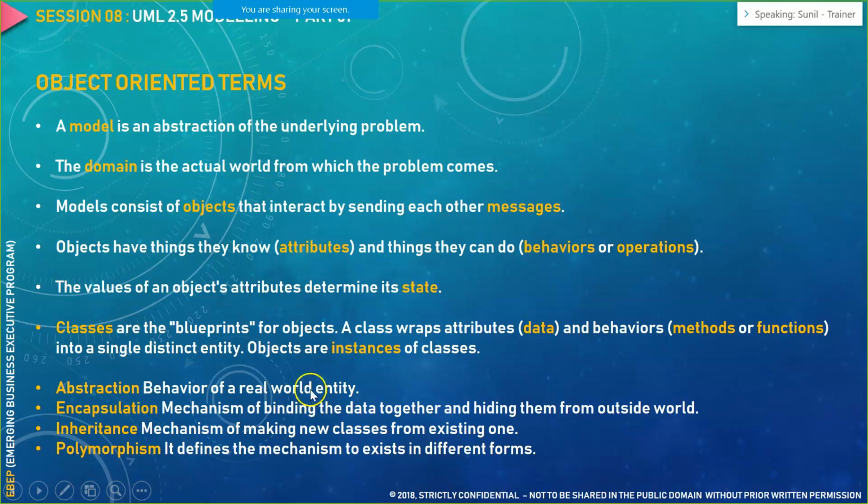The behavior of a real world entity, like I explained with classes and objects, is a form of abstraction. Now I will give you certain examples. You have to tell me whether that example falls under abstraction, encapsulation, inheritance, or polymorphism.